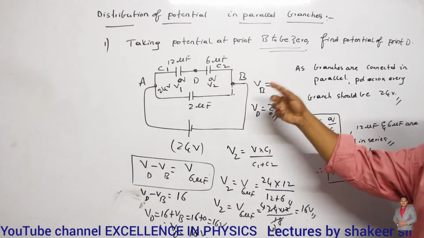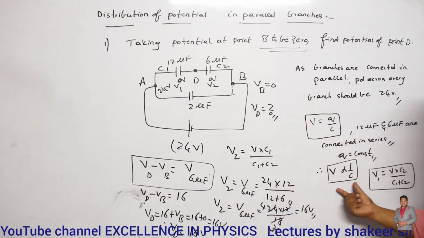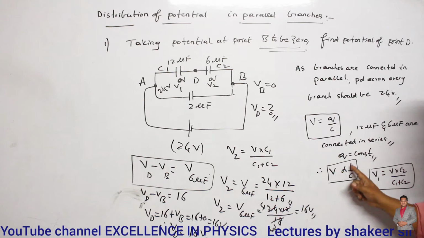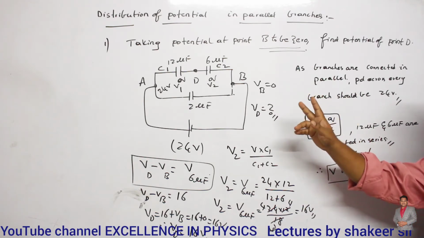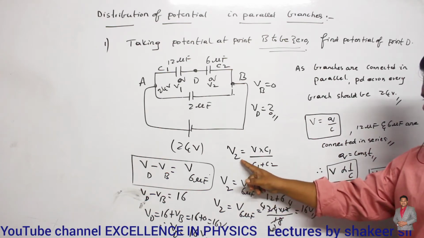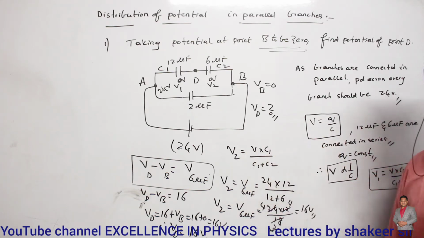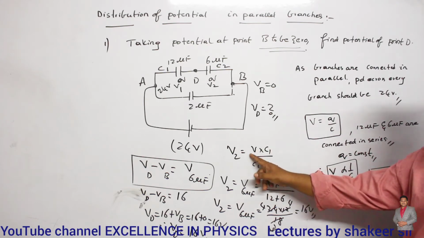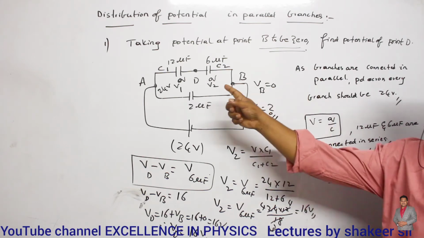So if charges are equal, then I can write this relation. Distribution of potential is inversely proportional to capacitance, and for capacitors connected in series, I can use this relation. So V1 is equal to V into C2 divided by C1 plus C2. V2 is equal to V into C1 divided by C1 plus C2. What is V here? V is the potential difference across the total branch.